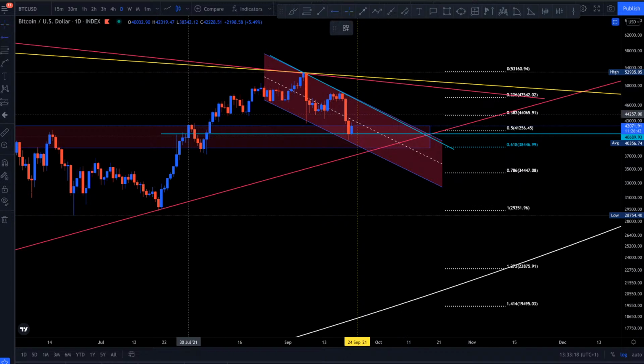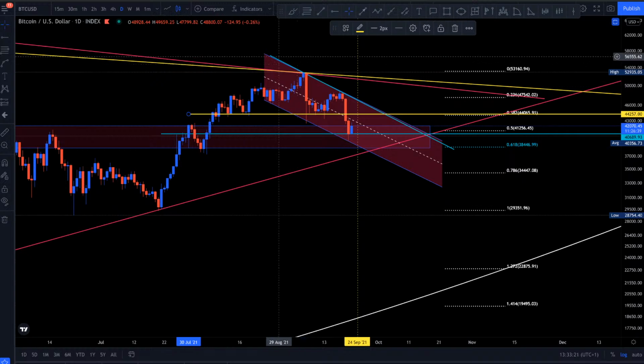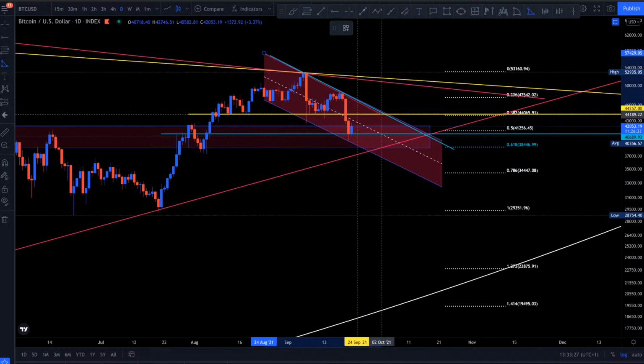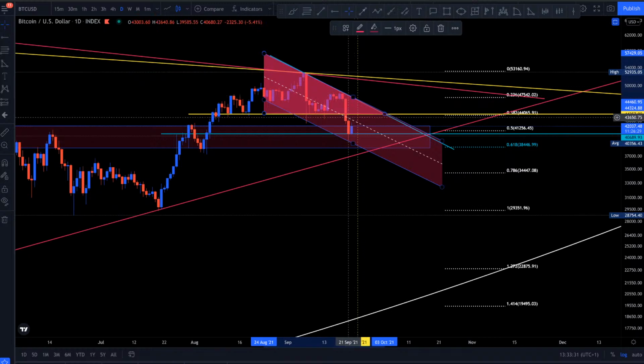So if you look at this line here and this area here, we did have one, but we broke that. You see what I mean? So this was a triangle here, and we actually broke below this. So the descending triangle took us down, as it should.